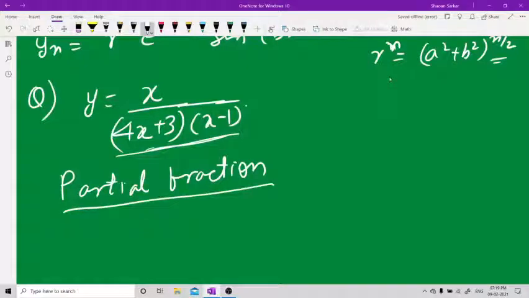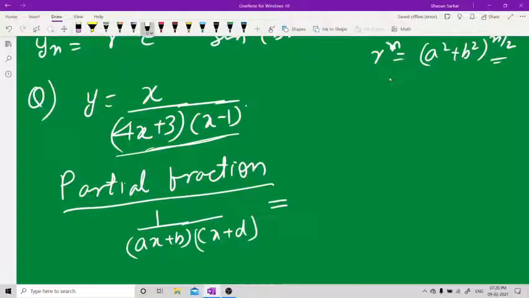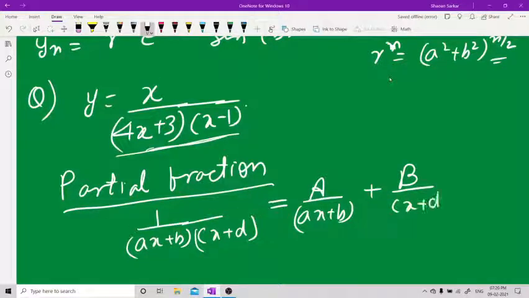Partial fractions. It is very, very important to understand partial fractions. Now suppose I have a function like this: 1 upon (ax plus b) and (cx plus d). So what I have to do is write A upon ax plus b plus capital B upon cx plus d, and cross multiply both sides.